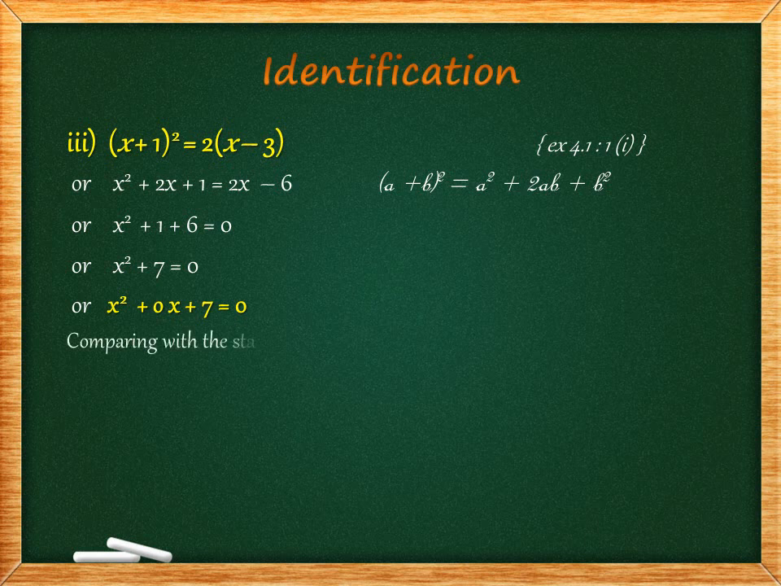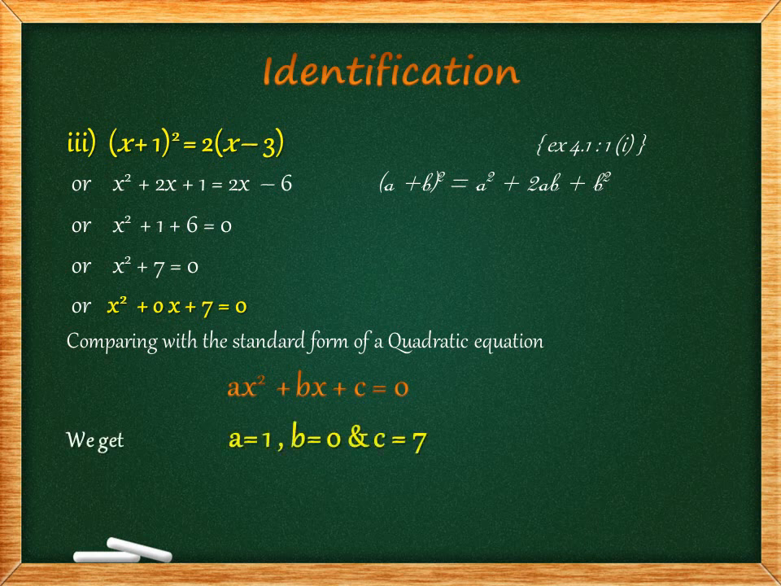Now comparing this equation with the standard form of a quadratic equation, we get a is equal to 1, b is equal to 0 and c is equal to 7. Now we can see all three, a, b and c, are real numbers. At the same time, a is not equal to 0. That means the coefficient of the term x square is there and is not equal to 0. So this will be a quadratic equation no matter the term having x is there or not. Therefore, this is a quadratic equation.